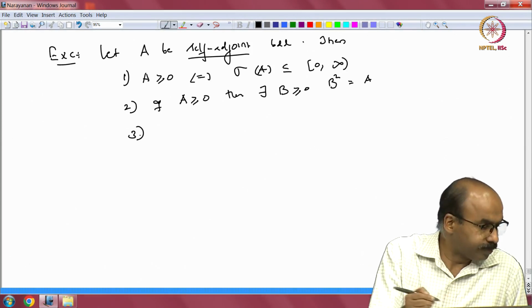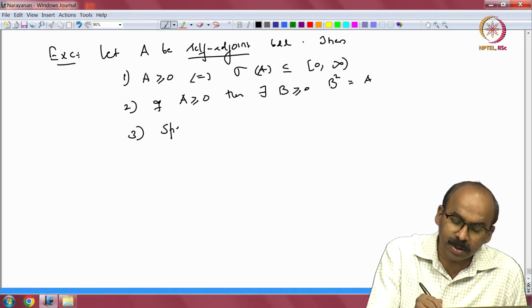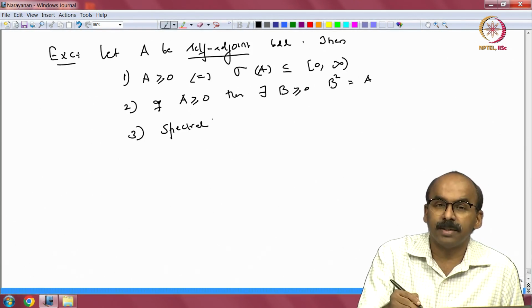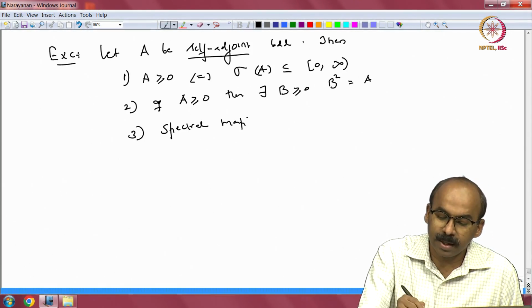Okay. 3, spectral mapping theorem. So, this is something again you have seen in some form or the other, spectral mapping theorem. Okay.